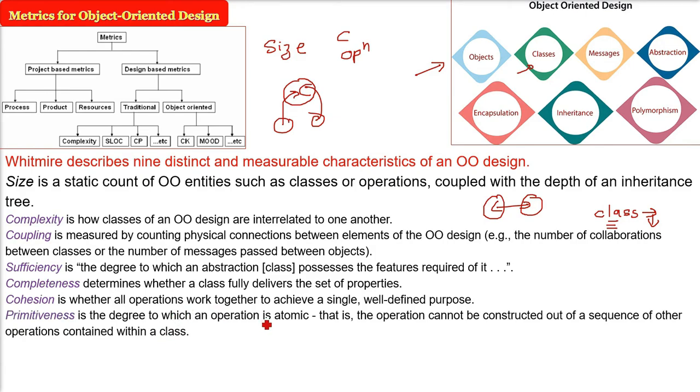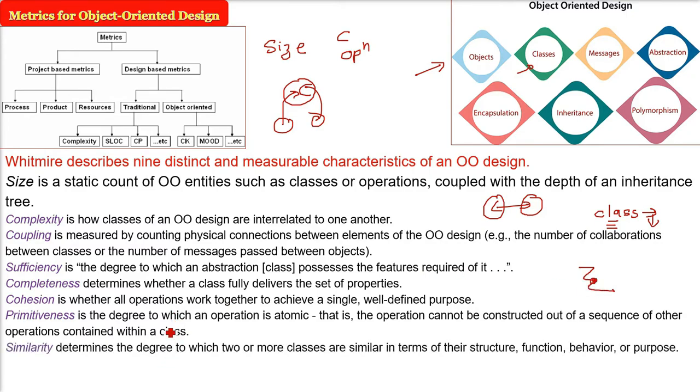Then primitiveness. This is the degree to which an operation is atomic. What does it mean, atomic? That is, the operation cannot be constructed out of a sequence of other operations contained within a class. So, if certain operations are there, this operation cannot be completed until those operations are also taken care of or included. This is primitiveness. So, if you have a sequence, that sequence will be followed. That is what we mean, the operation has to be atomic.